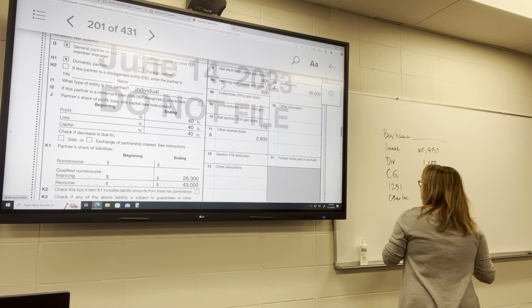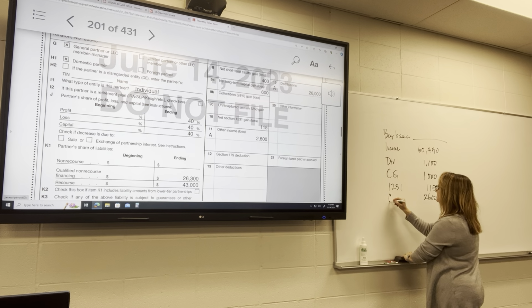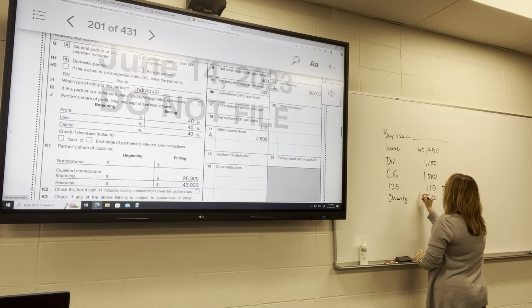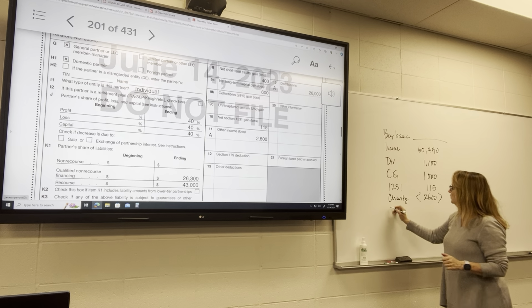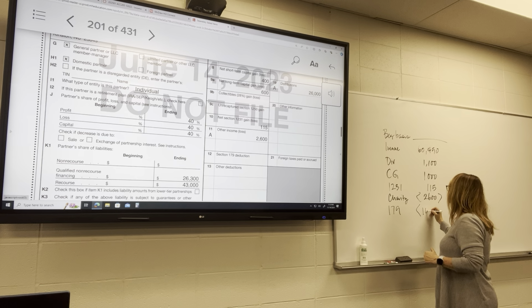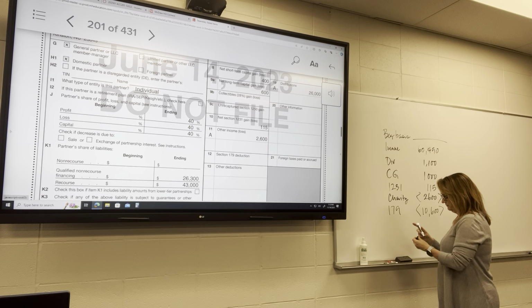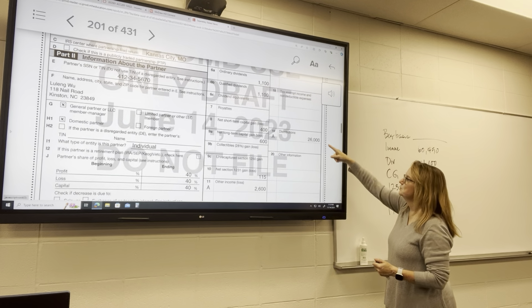But okay, so let's just say that this is charity. And that's going to reduce basis whether they get to take it or not. They may not get to take this. If they don't itemize their deductions, they're not going to get a tax benefit from it, but it's still going to reduce their basis. And then 179, how much was it? This problem says 10,600. I don't know if it's different on your form. And then we had a distribution of 26,000.